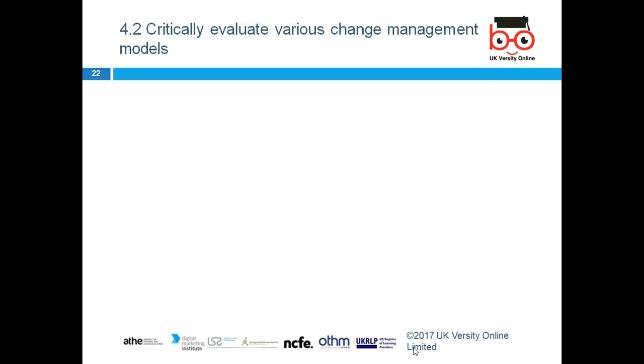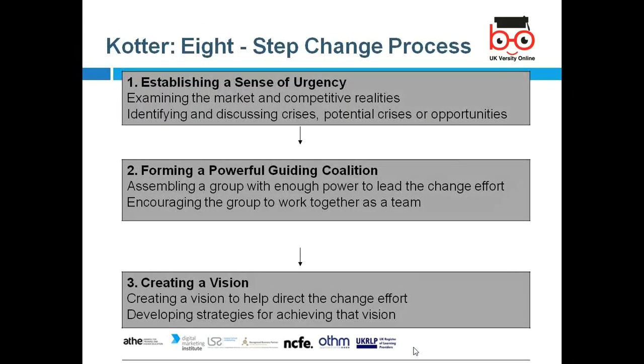Critically we can evaluate it, but it's quite a popular model. We can use it in our organization. Next we're looking at Kotter's 8-step change model, which means we need to look at around 8 steps of change. So first thing, establishing a sense of urgency. In our organization, examining the current market and the competitive reality, identifying and discussing the crisis, potential crisis or opportunities, which is why we want to change.